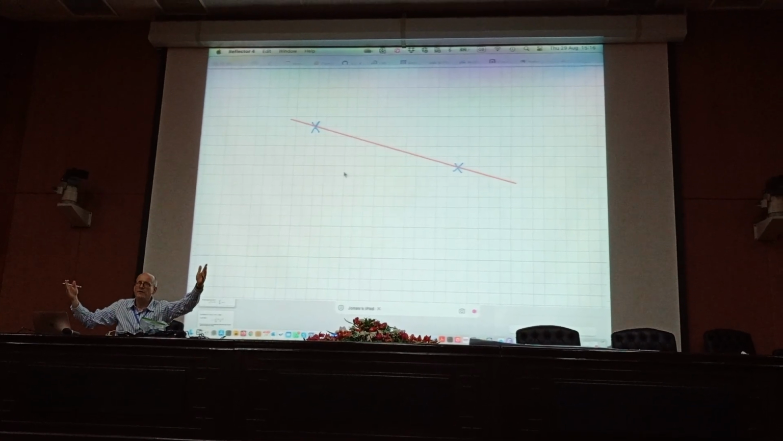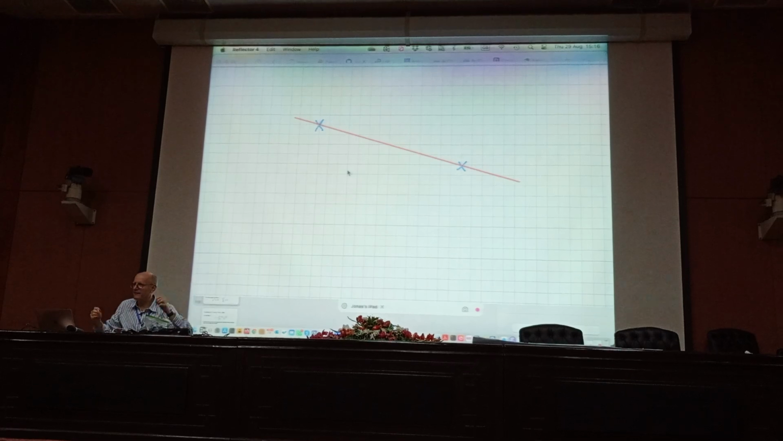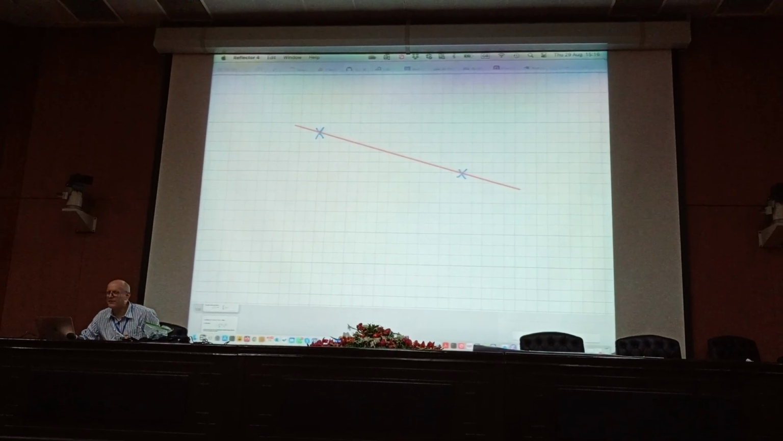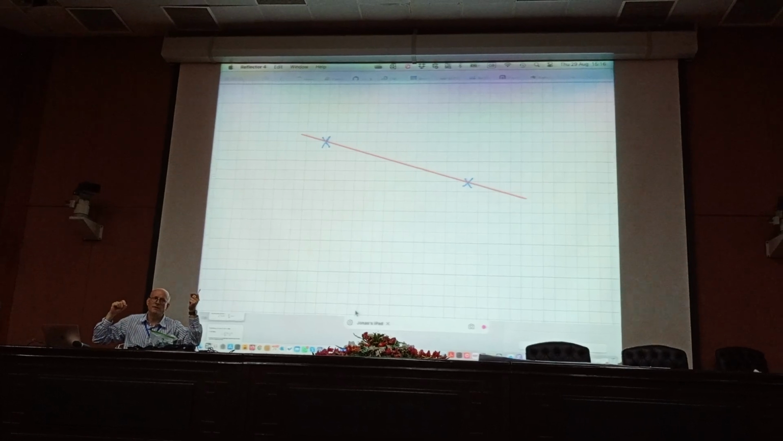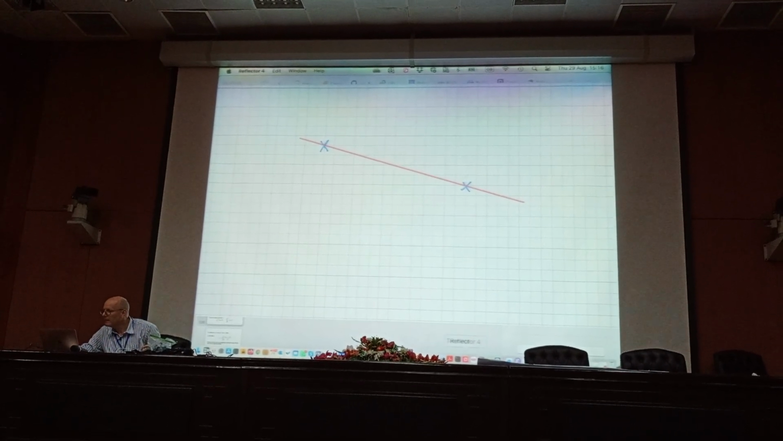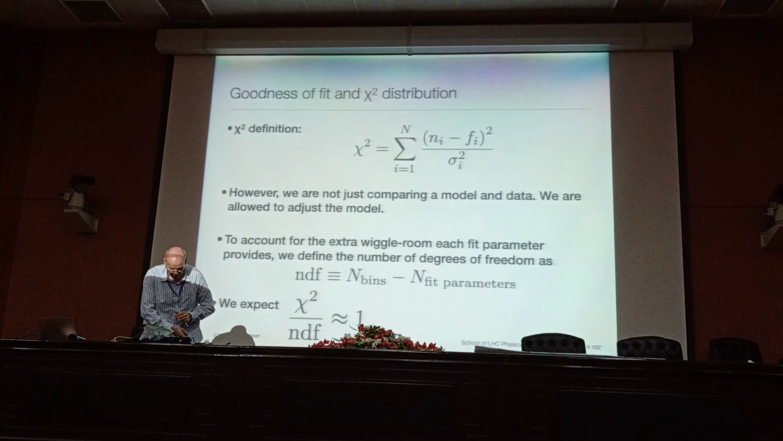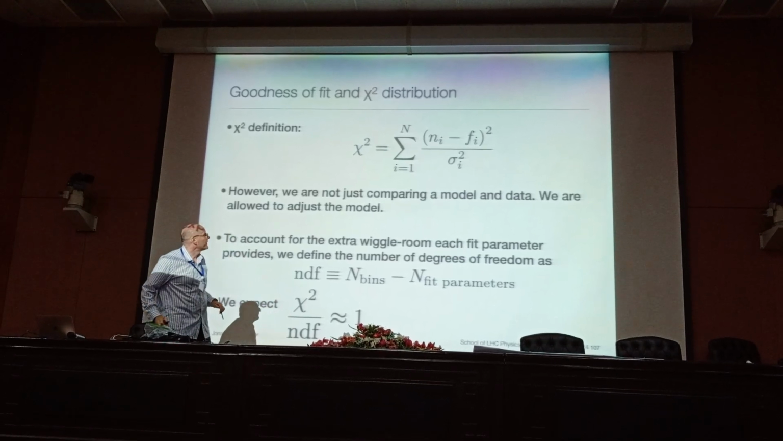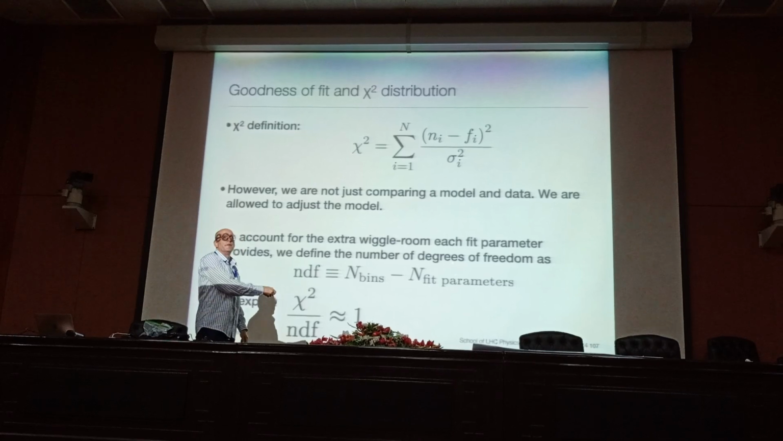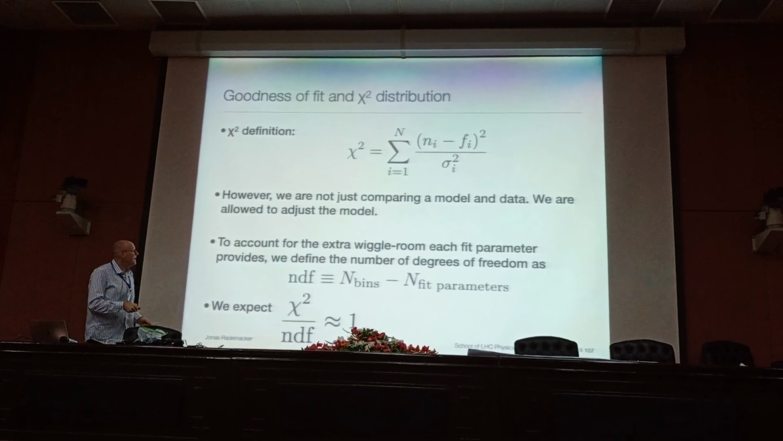So imagine you have n data points. If you get a polynomial of order n, you can draw your line exactly through all these data points. That doesn't mean necessarily it's very meaningful, but you can do that. So this additional freedom I have by adjusting parameters will reduce my chi-squared. The more parameters I have, the smaller my chi-squared will be. And so this is why instead of dividing by n, we divide by the number of bins minus the number of fit parameters. That takes into account this additional wiggle room I get when I can adjust my function. And that is called the chi-squared per degree of freedom.